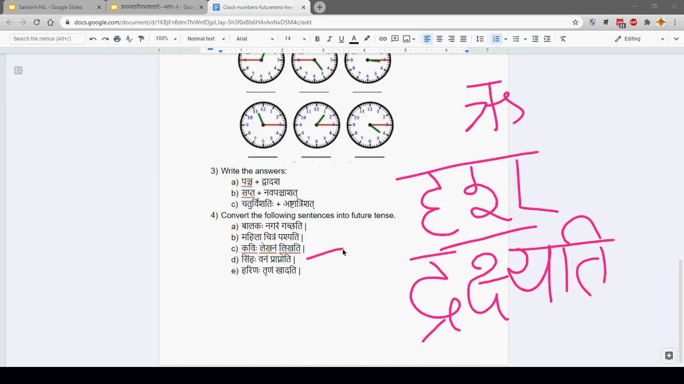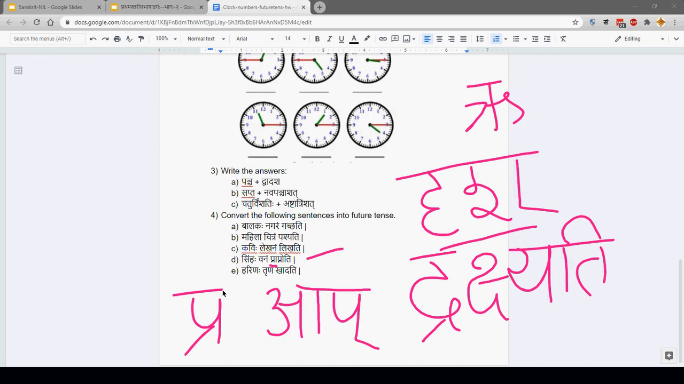Then similarly here prapnoti becomes prapsyati. So here the verbal root is ap. There is a prefix called pra here. So in the present tense it is prapnoti, there is a na in between. And in the future tense it becomes simple prapsyati.